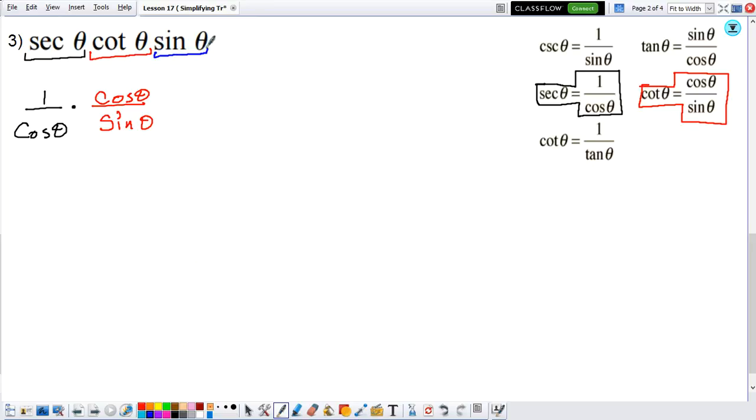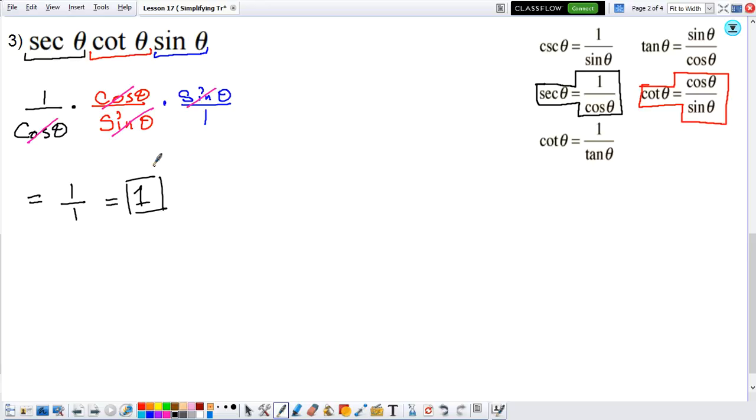And sine is already in terms of sine, so we're just going to rewrite it. If it helps you, we can do sine over 1. Now, notice to see if anything cancels out. So I notice that this cosine is going to cancel out with this cosine. This sine is going to cancel out with this sine. So at the end, what we have here is 1 divided by 1, because if everything cancels out, the only thing that remains on the top is 1. But we know that 1 over 1 is just 1.